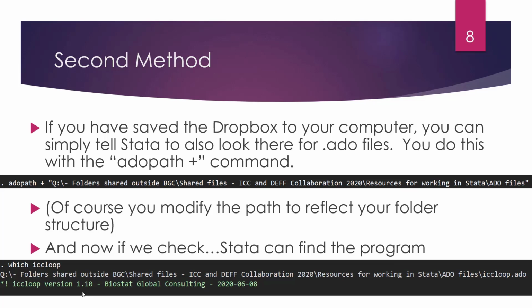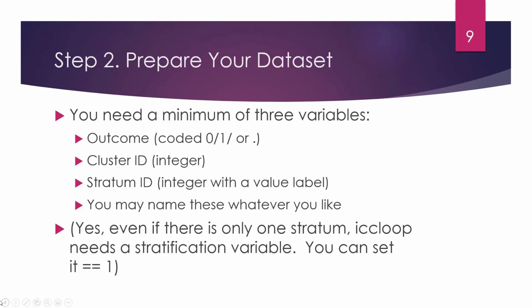If you have problems with either of these methods, you can let us know, and we'll be happy to share a screen with you using Zoom or Skype and to help sort out the problem. So this is the first step to success, is to get Stata to be able to see your programs that run ICC Loop. The next step for success is to prepare your data set.